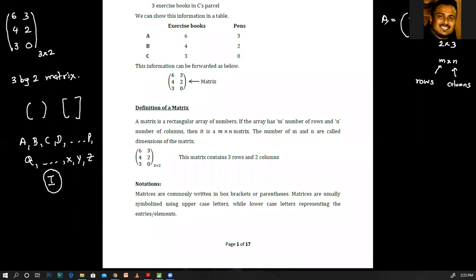To name the matrix, we have to use the uppercase letters. To denote the elements or the entries of a matrix, we have to use the lowercase letters. And in the bottom right hand corner, we write the dimensions of the matrix. To write down the dimension of a matrix, we use the notation m times n, where m denotes the number of rows and n denotes the number of columns.